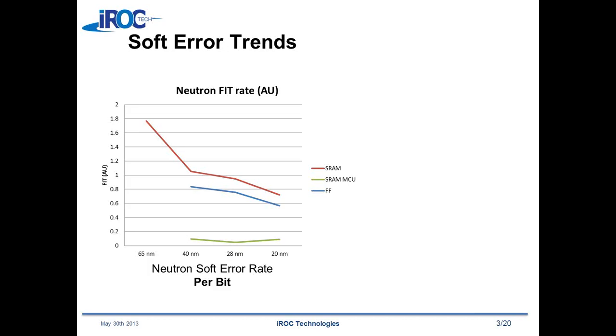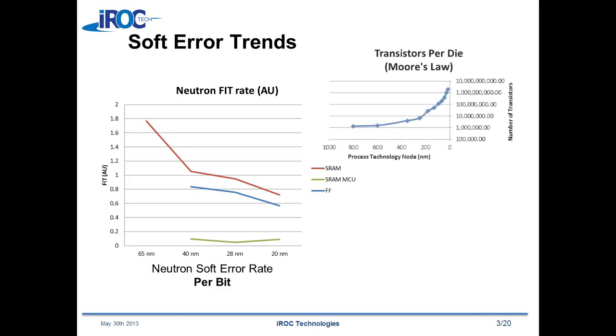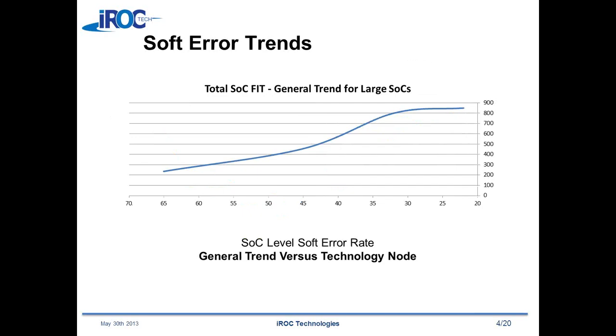But really, that's only half the story, because as you know, what's also happening is, with Moore's law, the number of transistors on a chip is growing exponentially. The probability of a failure in a chip is roughly the product of the number of bits and the per bit failure rate. And if we combine those to build a per chip failure rate, we're showing that it's actually increasing.